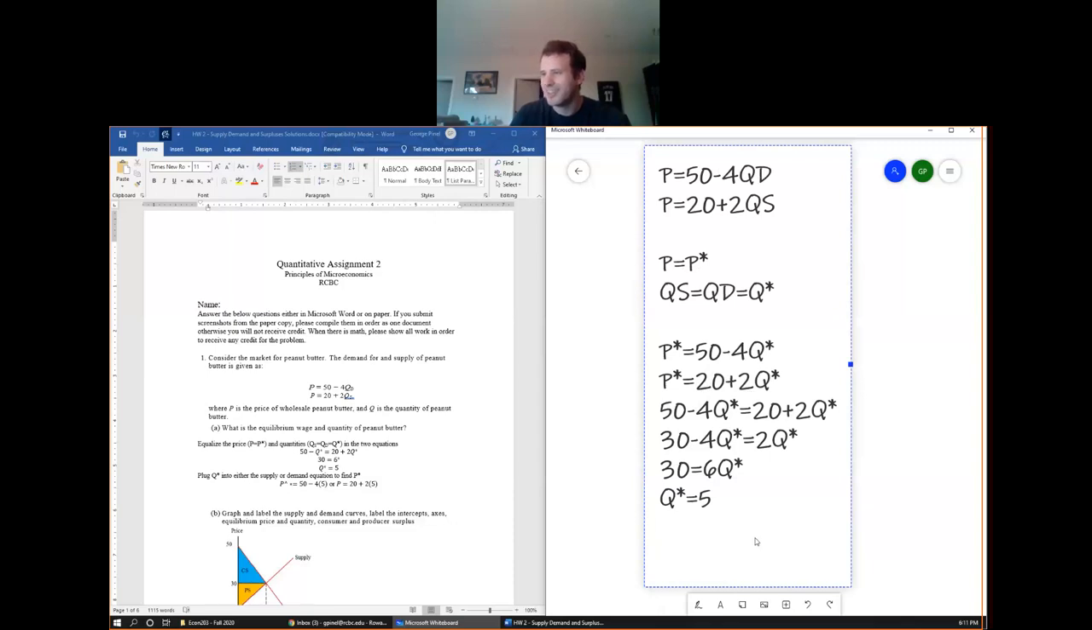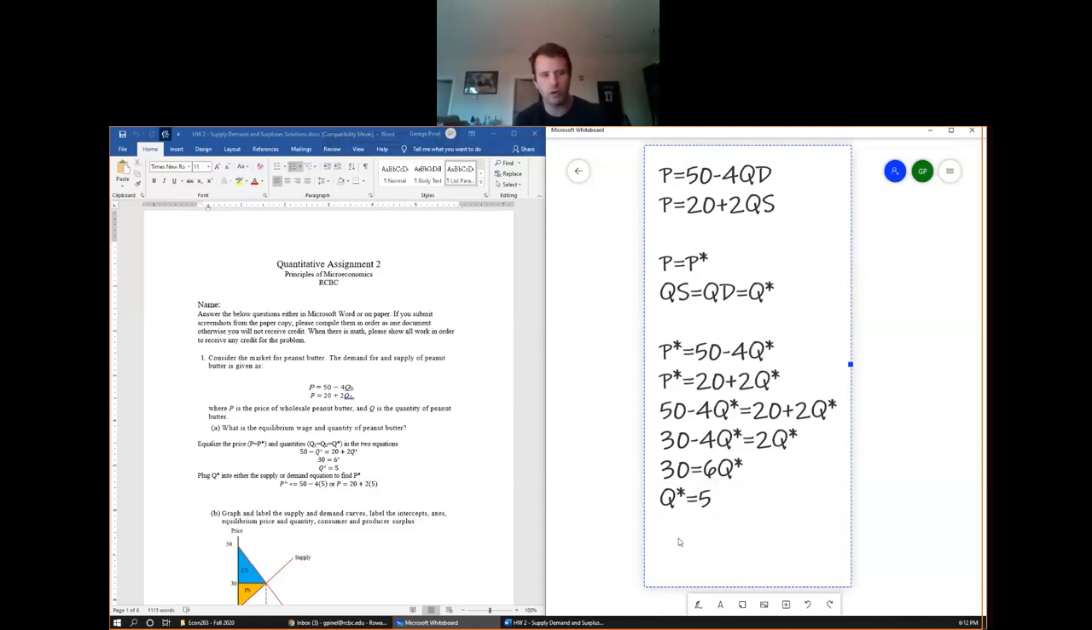Let's keep going. Okay, so we found the equilibrium quantity. Now we need to find the equilibrium price. So we have two equations here, which give the relationship between price and quantity. So I can plug this Q star into either of these equations, and I will be able to get the same P star.